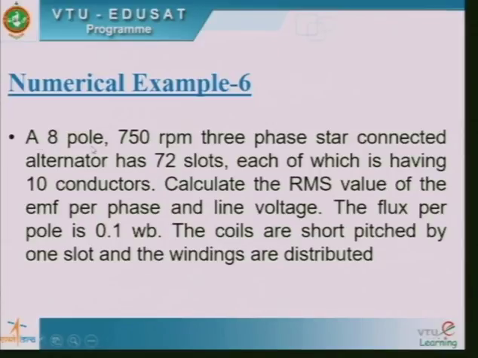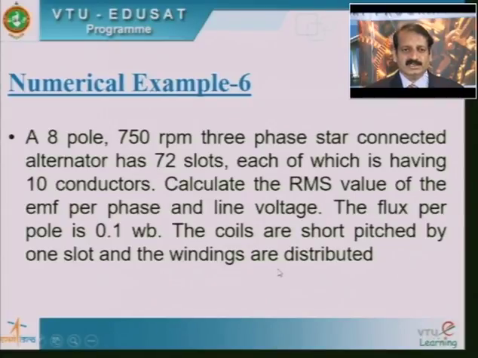So, let us consider the next numerical. An 8 pole, 750 rpm, 3 phase star connected alternator has 72 slots, each of which has 10 conductors. Calculate the RMS value of the EMF per phase and line voltage. The flux per pole is 0.1 Weber. The coils are short pitched by one slot and the windings are distributed.